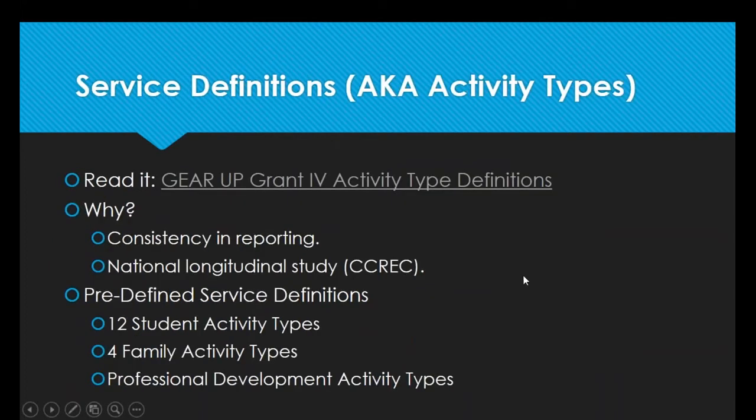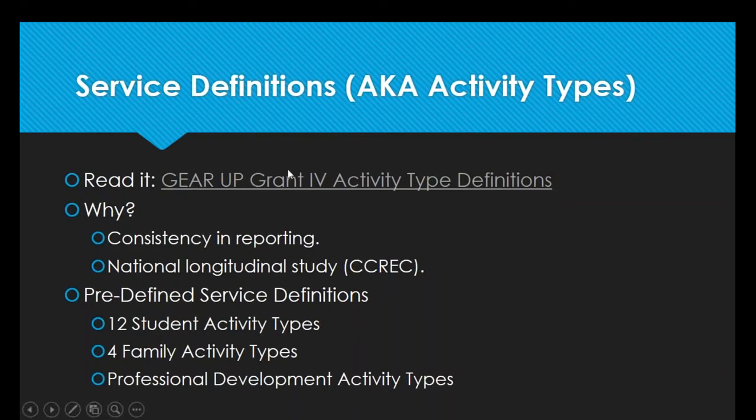So I'm going to move on now to the service definitions. We also call these activity types. And these are really important, so you should have a strong understanding of them. You can also think of them as the categories of services that we provide. So everything that we do fits into a category. And again, this is an active link.